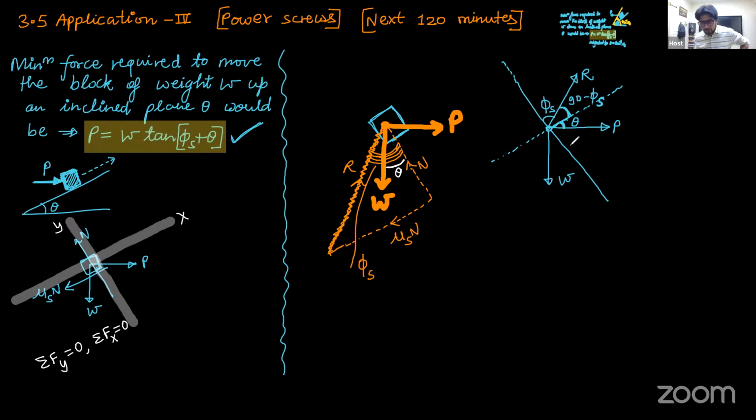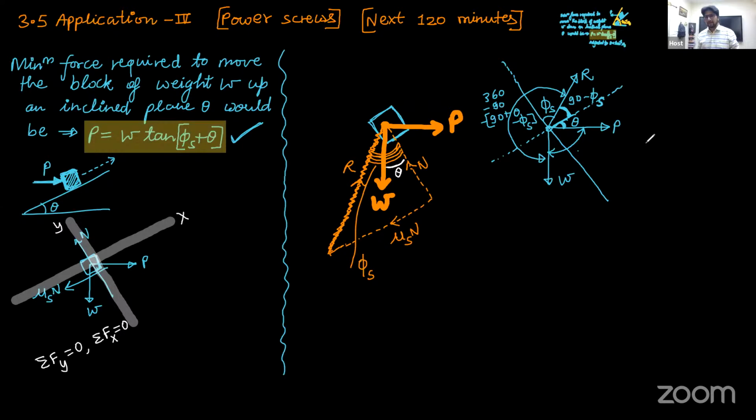The third angle will be known now. This angle is 90, and the angle between the other two forces is 90 minus phi s plus theta. So this third angle will become 360 minus the first 90, and then the second 90 plus theta minus phi s.